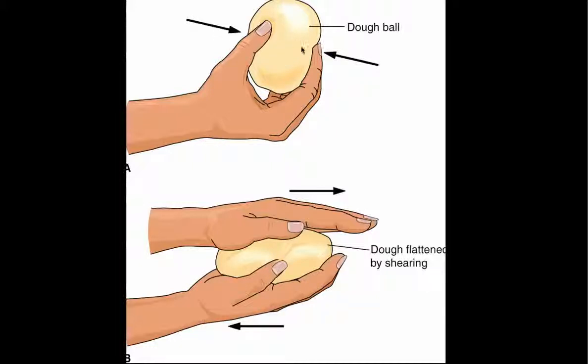Now imagine there are minerals in here. What's going to happen to minerals if you squish from side to side? The minerals are going to be lined up perpendicular to the direction of force. If we do this kind of thing, what's going to happen to minerals?